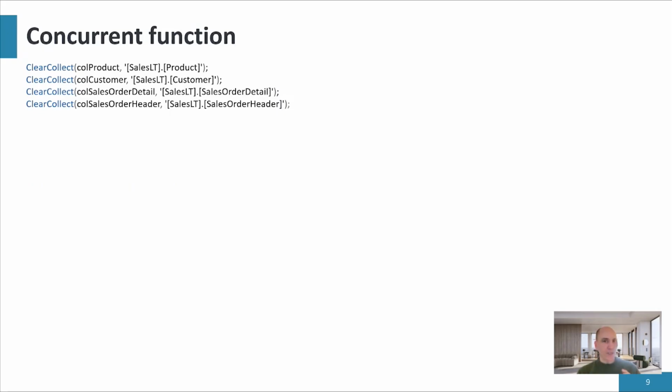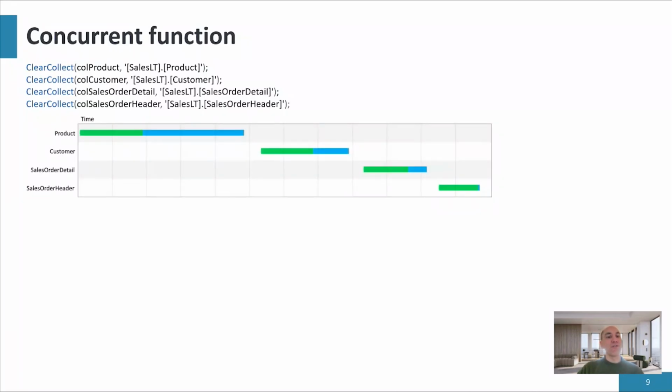Okay, here's something that can speed things up. We're going to get to some really useful tips now. Anyone here who has pulled data into collections from tables might be familiar with this first piece of code. We've got 4 lines doing ClearCollect. The first line is pulling from a product table into a local collection called colProduct. The second line is doing the same for customer, and so on for 4 lines. If we look at the network traffic when we run this, we're going to see something like this, where the first line runs, and when it completes, then it runs the second line, and so on. So it's running them in sequence, as we'd expect. It's like a script: do line 1, then line 2, then 3, then 4.